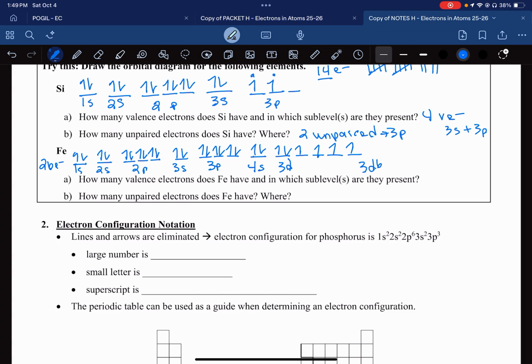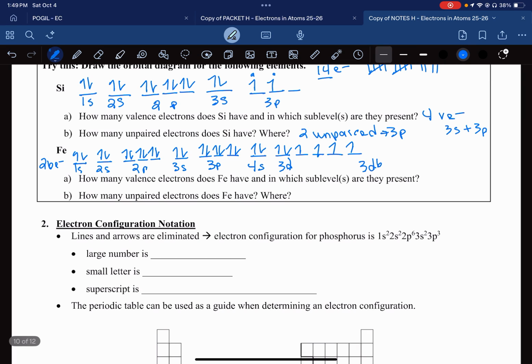Okay. All right, it says how many valence electrons does iron have and in which sublevels are they present? So our iron is going to have 1, 2, 3, 4, 5, 6, 7, 8. Nope. It's just going to have 2 here. It's just going to have 2 here. And it's in the 4s. So this is actually a really good example, 2 valence electrons, and it's in 4s.